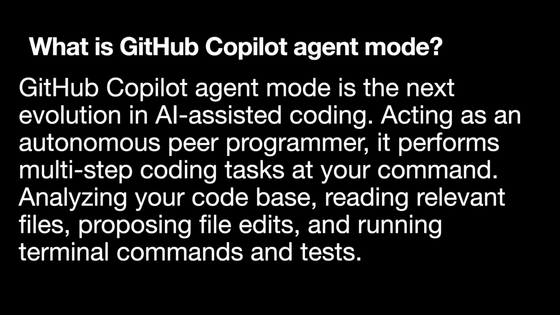So what is GitHub Copilot Agent Mode? GitHub Copilot Agent Mode is the next evolution in AI-assisted coding. Acting as an autonomous peer programmer, it performs multi-step coding tasks at your command, analyzing your codebase, reading relevant files, proposing file edits, and running terminal commands and tests. You'll get a better idea of what I mean when I show the demo later, so stay tuned.